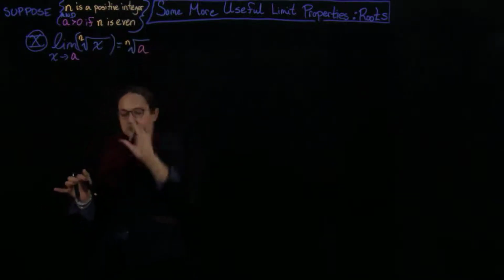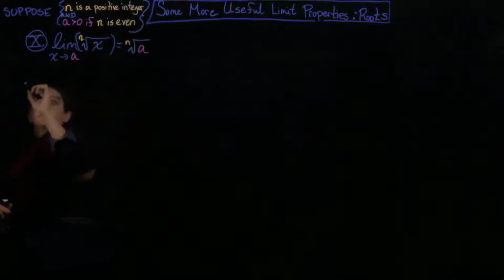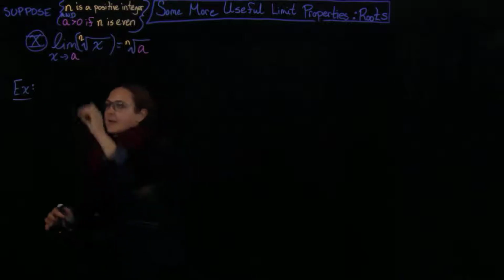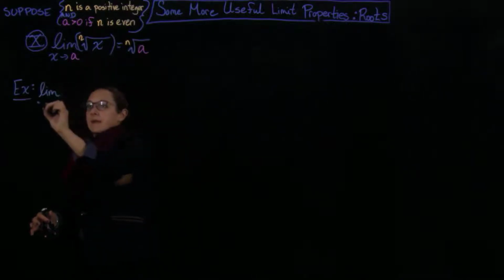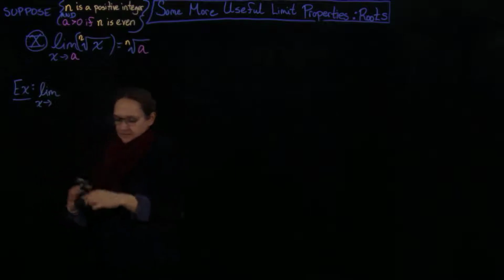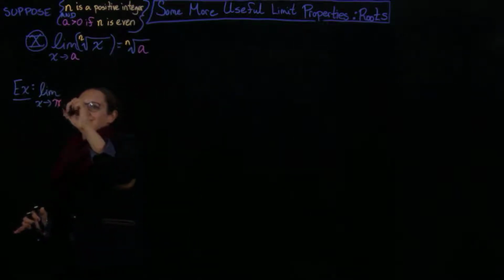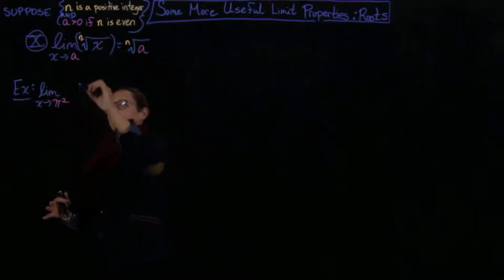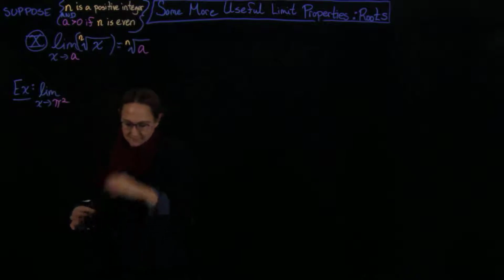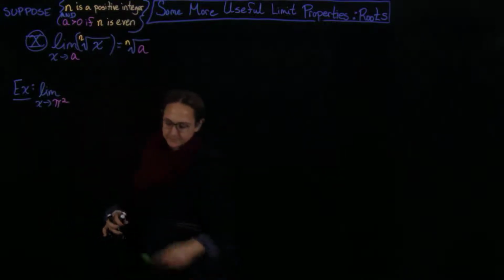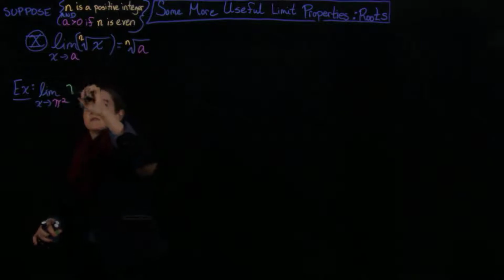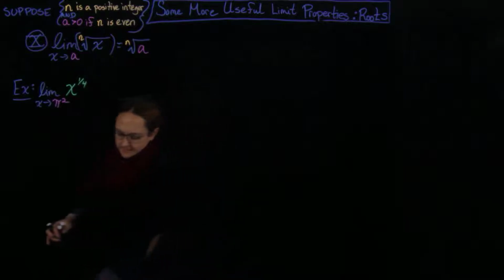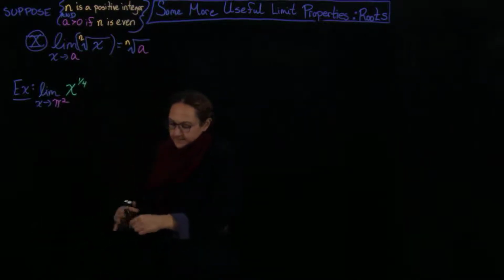And then let's go ahead and do an example. In this example, I'm going to have the limit as x approaches, why not do something like pi squared, of x to the 1/4. This is our entire function, so let's write that here. This is what we're taking the limit of. And if we look at that, what do we get?